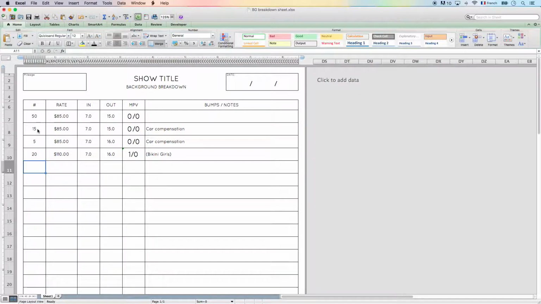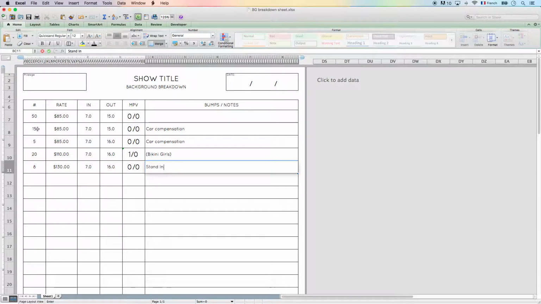And finally, I've got my 10 stand-ins. So let's say that, I don't know, 8 of them, and they were making 130 a day, arrived at 7, and they left at 16, and no meal penalty. And I'm going to write here stand-ins, because that's important. Sometimes that means that down the road they're entitled to more bumps or something else.